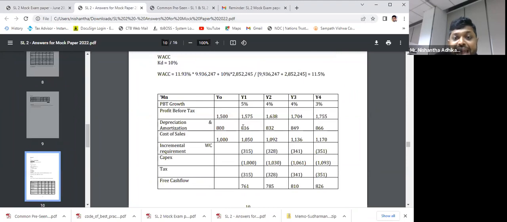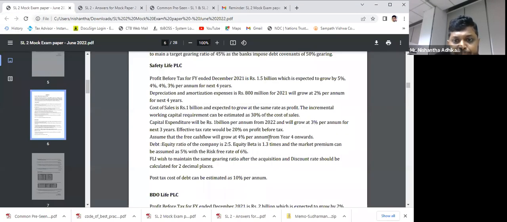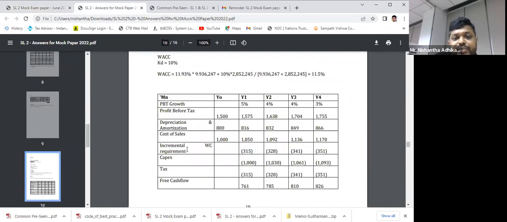It's there. Therefore, you can add depreciation, right? Cost of sales will go up by 5%. Then incremental working capital, is it 5%? Yes, 5% or 3%. Working capital here somewhere, 30% can be estimated, 30% of the cost of sales. Then take the incremental working capital requirement year by year and calculate it. Assume taxes will be paid in the same year in which they arise. Then you have calculated the free cash flows.